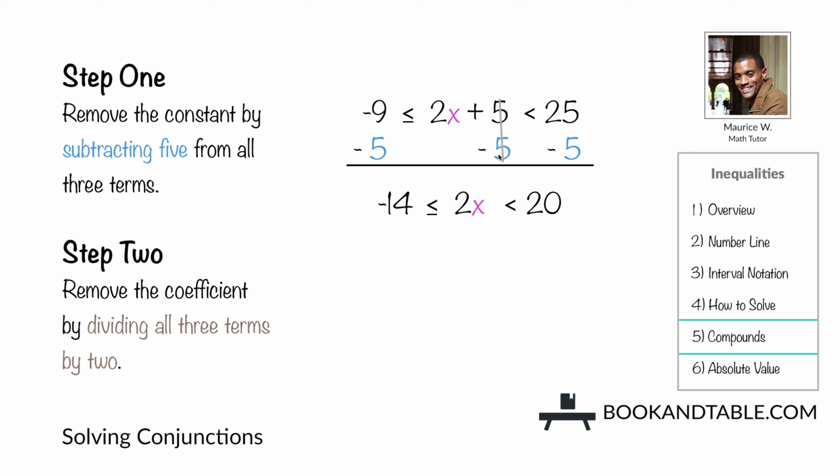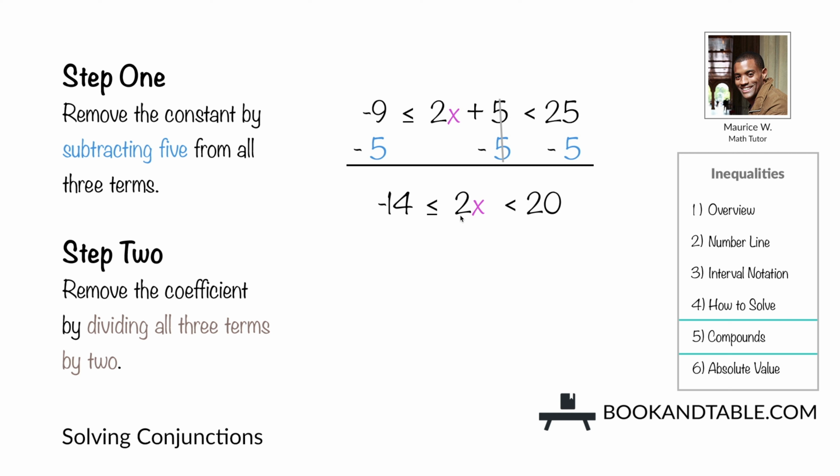We need to subtract 5 from all parts of the inequality to keep it balanced, leaving us with -9 minus 5, which is -14 on the left side. The symbol remains the same, which is less than or equal to 2x. And on the right side, 25 minus 5 leaves us with 20. The second step is to remove the coefficient the way we normally would.